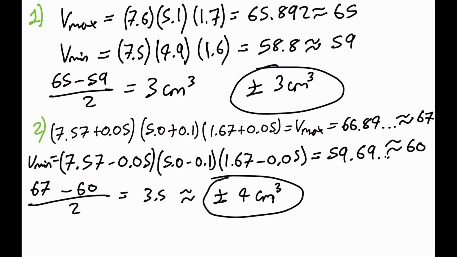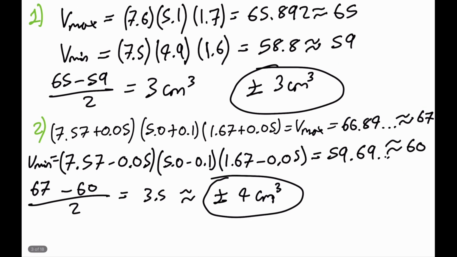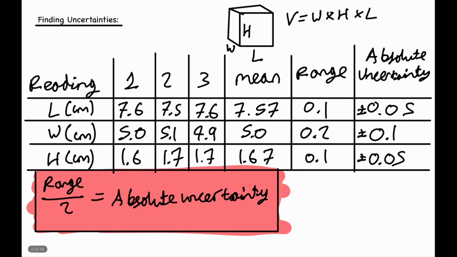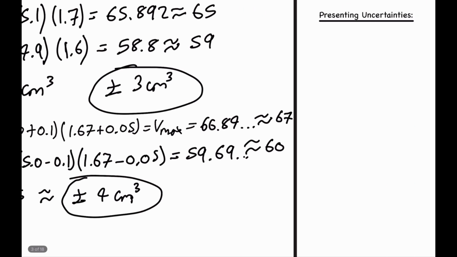And as you can tell, we started off with very small uncertainties, so 0.05, 0.1, and 0.05. And now they've gone up to 3 and 4, which are a lot larger. So as you start putting values together and using more values in your equations, you would end up with larger values of uncertainty in the end. Now let's move on to presenting uncertainties.